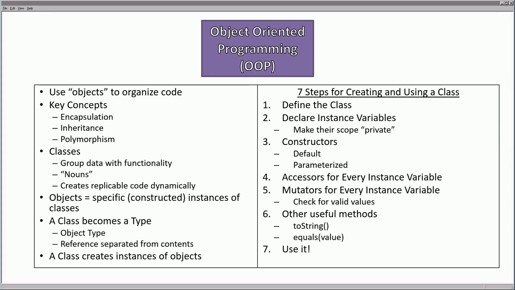Now, in some of my previous courses, I've gone over the 7 steps to creating and using a class. The first step is define the class. Next, declare the instance variables, make their scope private. 3, constructors, 1 default, 1 parameterized constructor. 4, accessors for every instance variable. 5, mutators for every instance variable. Check for those valid values. 6, some other useful methods, toString and dot equals are nice. And finally, use the class itself.